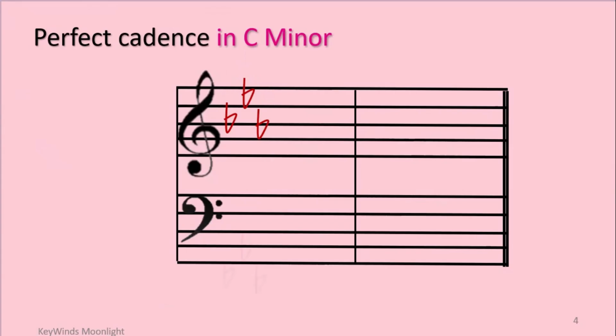how to find the key signature in all major and minor scales within 1 minute. Go and check my previous video. C minor scale, you have 3 flats. So perfect cadence, you have chord 5 to 1. So we'll see how it sounds.